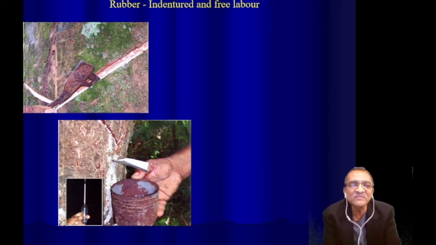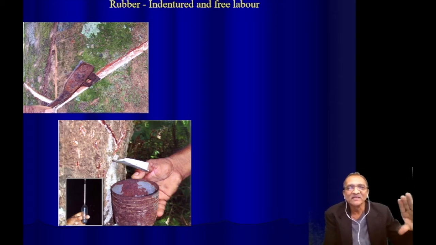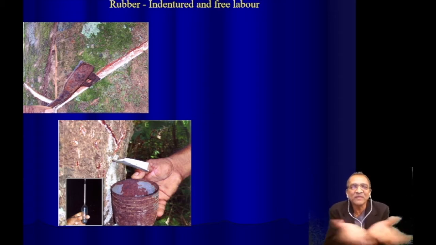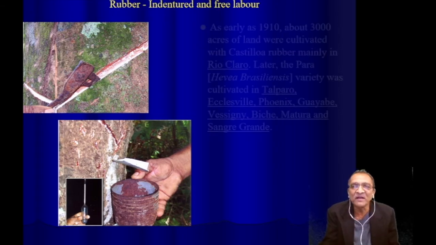And a laborer has to be very skilled. He or she has to know the depth in which he or she is going to make that incision, the width and the height, and so on, and at a certain angle. There is a pattern which is used to make these incisions in the bark of the tree.